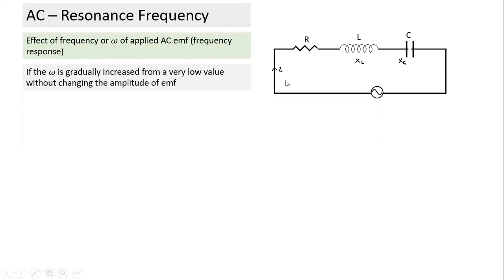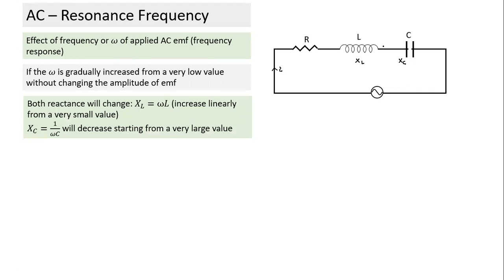When omega is very low, which of the values will be very high? At a very low value of omega, yes, XC will be very high. And since XC is high, reactance will be high, hence impedance also will be high. So at very low omega this value is very high, hence overall reactance is very high, hence impedance is high, hence current will be low. But as we keep increasing omega, what will happen?